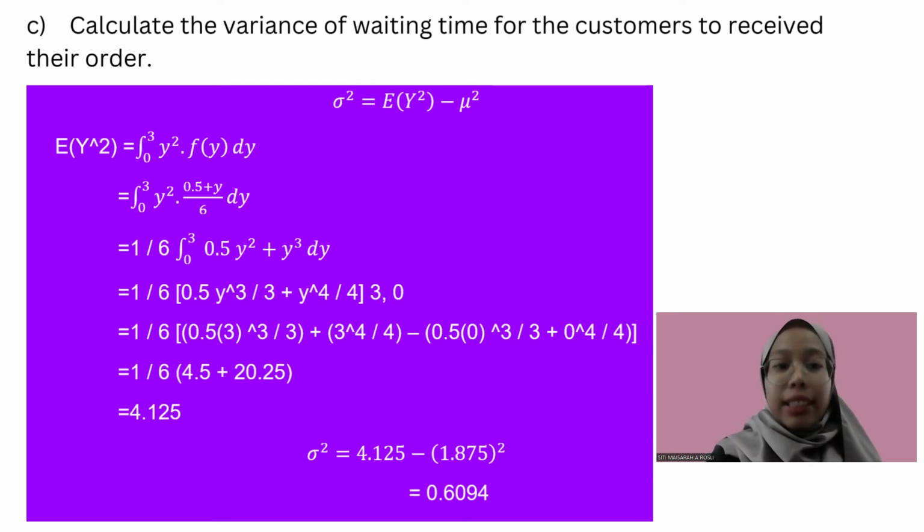So we can find the variance equal to 4.125 minus 1.875 squared. And the answer will be 0.6094.